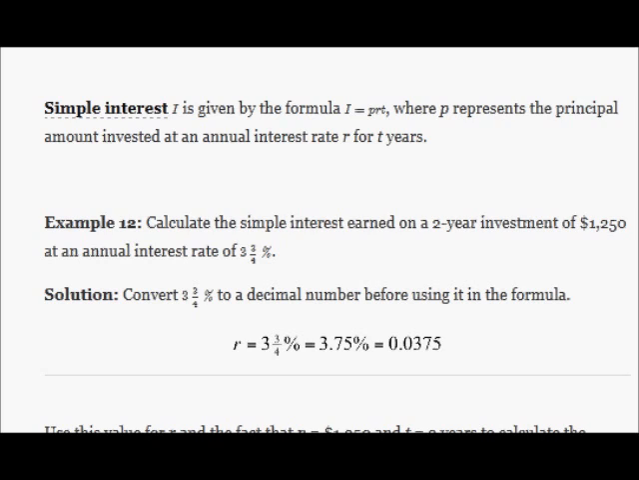Simple interest. Interest, I, is given by the formula PRT, where P is the principal amount invested at an annual interest rate R for T years. So, what's the simple interest earned on a 2-year investment of $1,250 at an annual interest rate of 3.75%?